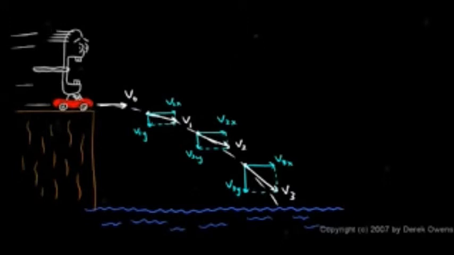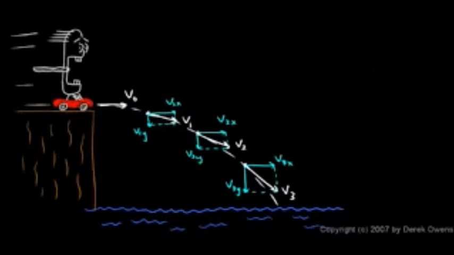The vertical velocity, though, is changing. And if this were drawn accurately, then there would be a steady increase in the length of these velocity vectors pointing down, the vertical components. Gravity pulls it down, so it accelerates down. There's an increase downward in the vertical component of the velocity.